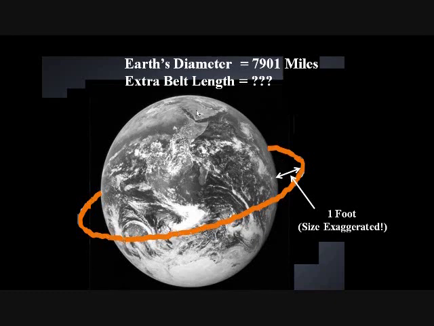Okay? And the problem that I want you to consider is, obviously, we need to make the belt longer to be able to make it 1 foot above the Earth's surface rather than just flush with the Earth's surface. So the question I have for you is, how much longer do we need to make the belt in order to accomplish this? Time to pause and ponder.